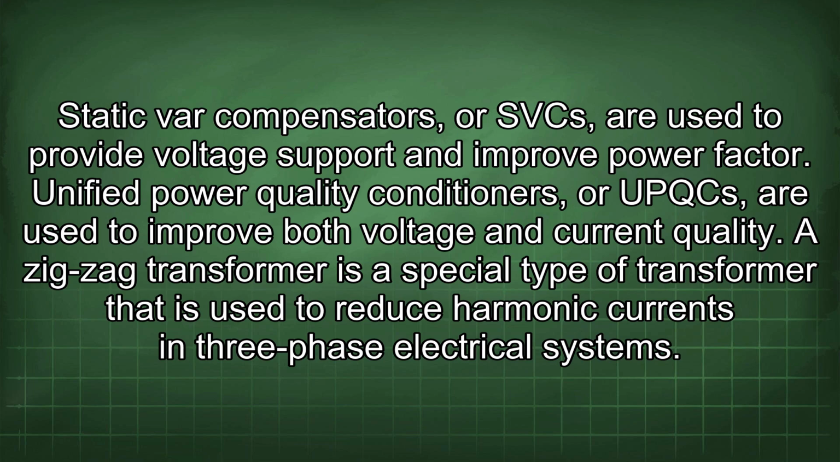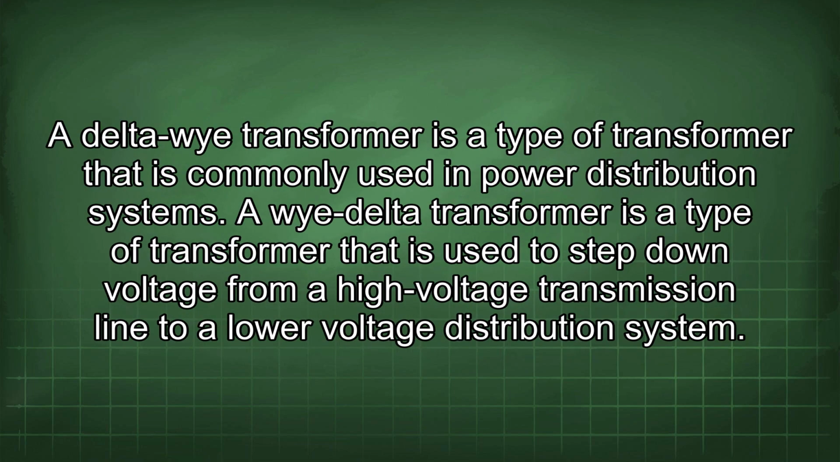A zigzag transformer is a special type of transformer that is used to reduce harmonic currents in three-phase electrical systems. A delta-Y transformer is a type of transformer that is commonly used in power distribution systems. A Y-delta transformer is a type of transformer that is used to step down voltage from a high-voltage transmission line to a low-voltage distribution system.